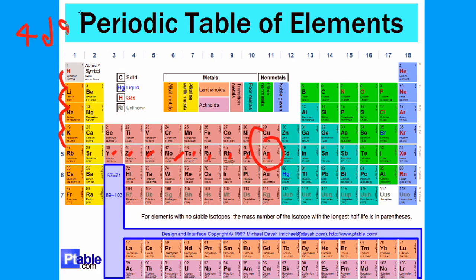But remember, we still have to do all the ones that are before it. So this would be the individual one for silver. For the full electron configuration, it would be 1s2, 2s2, 2p6, 3s2, 3p6, 4s2, 3d10, 4p6, 5s2, and 4d9. So that'd be the complete electron configuration for silver.